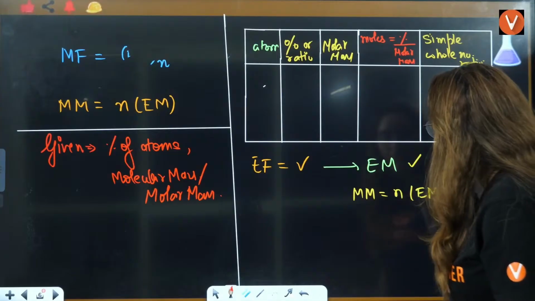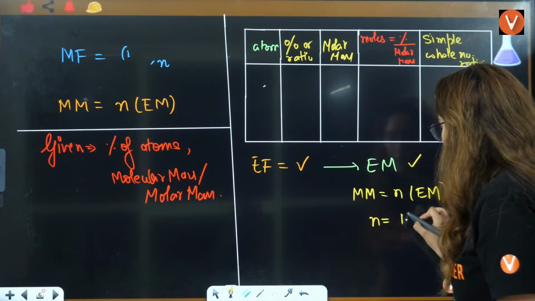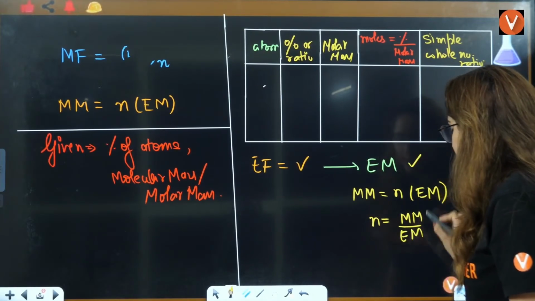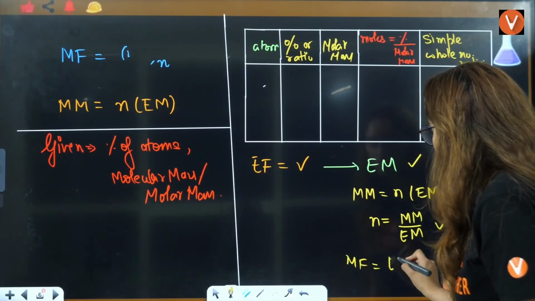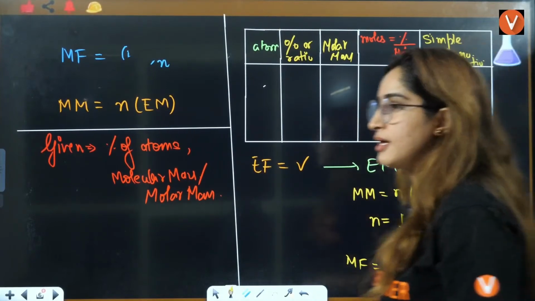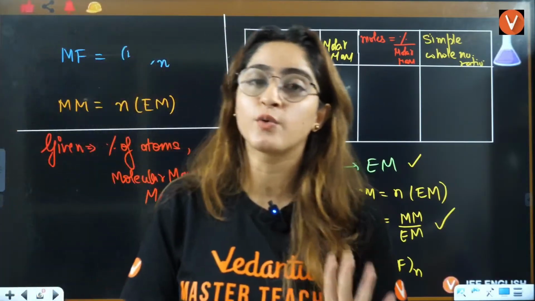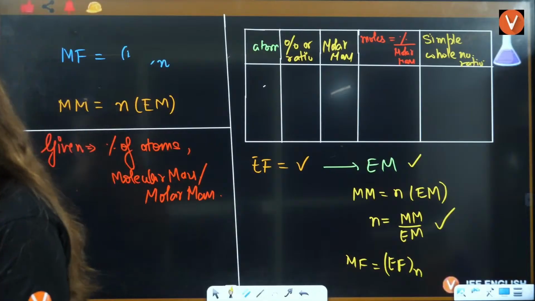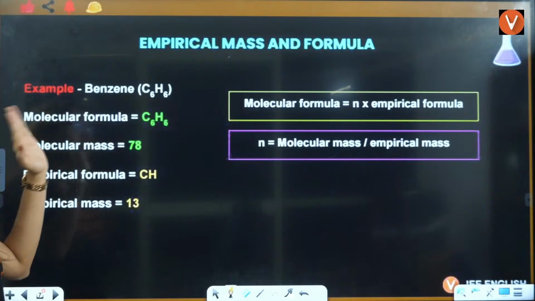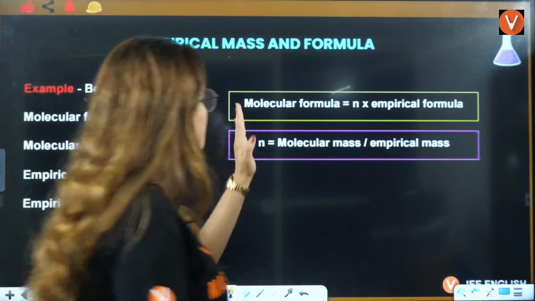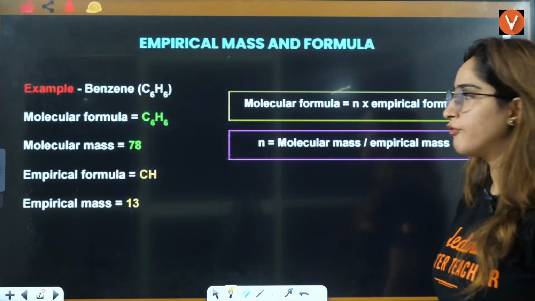So now you will have to calculate the value of N here, that is nothing but molar mass by empirical mass. Then put the value of N here, that is, molecular formula is equal to empirical formula into N. This is going to be the sequence of how we are going to solve every single question of empirical formula. Now let's take an example and solve one of the questions, right? This is what I told you about the formulas. Molecular formula is equal to N into empirical formula. N is equal to molar mass by empirical mass, right?